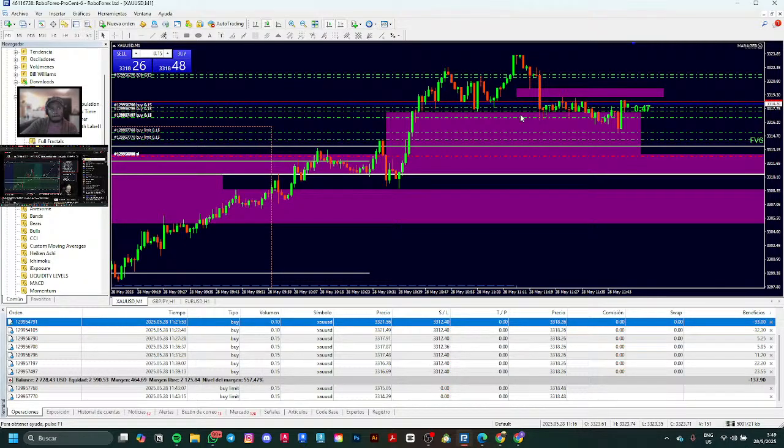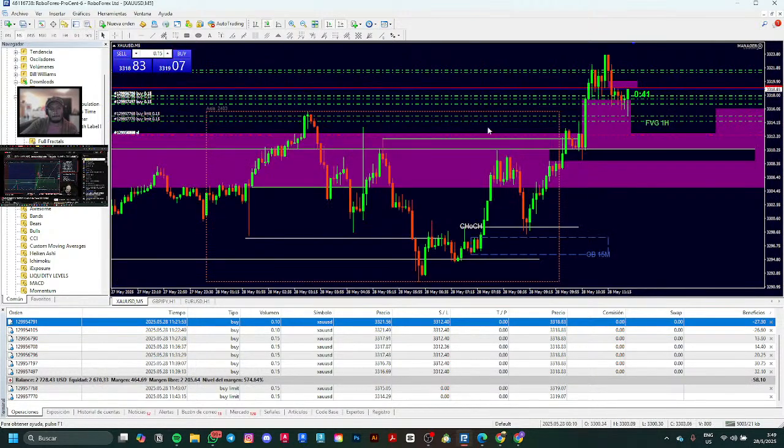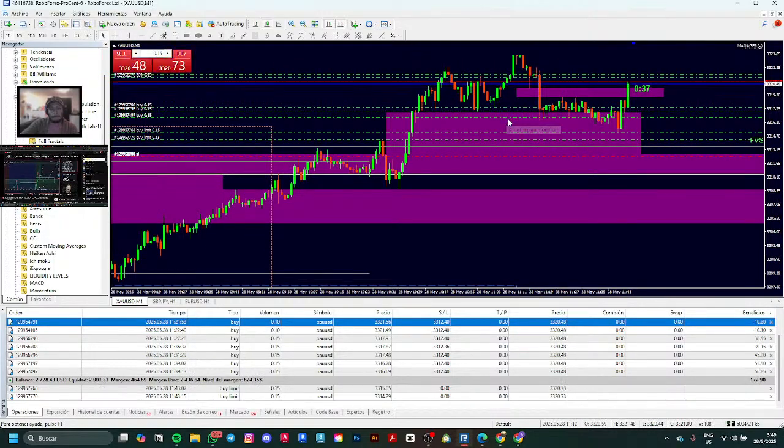Okay. Be patient, huh? 5-minute fair value gap. Break above, retest. Price is now pushing towards the upside. Now breaking above, 33 seconds till it closes. Literally as I described it. Let's see how this candle closes right now.